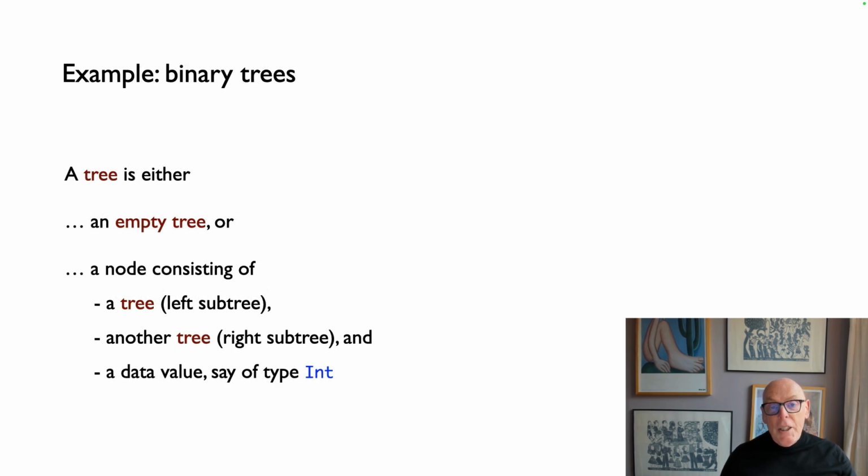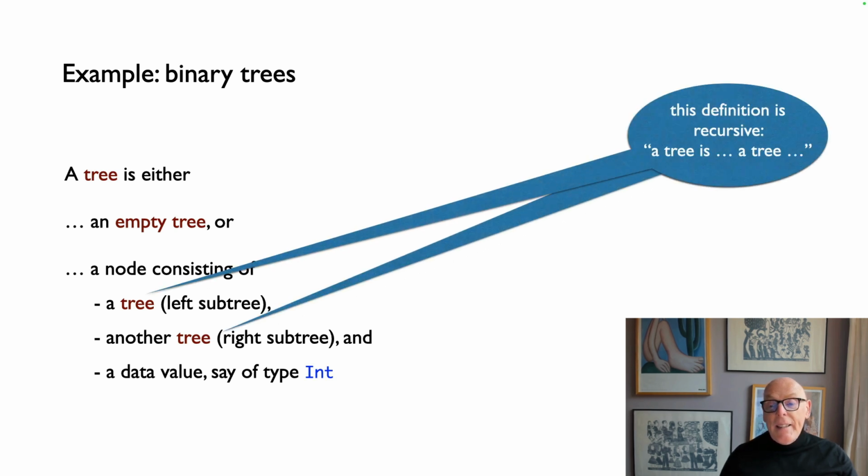We might define trees like this. We might say a tree is either an empty tree, or it's a node that consists of a left subtree, that is a tree, another tree, which is the right subtree, and a data value. So you can see here that the definition is recursive. It defines a tree in terms of a tree. And that's what we mean by recursion, using the thing you're defining as part of the definition itself.